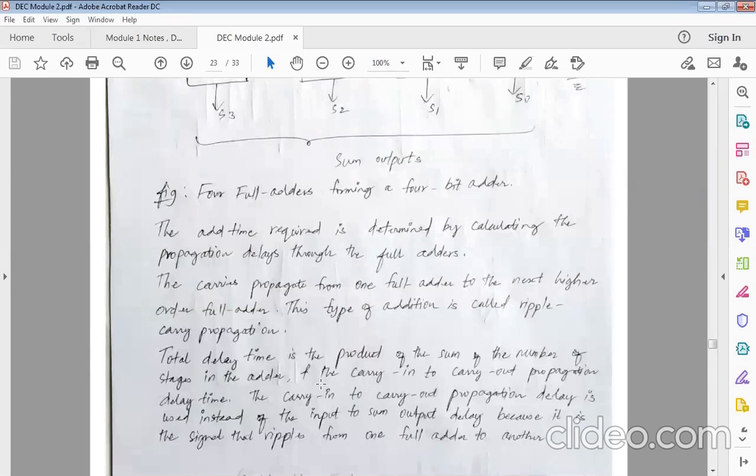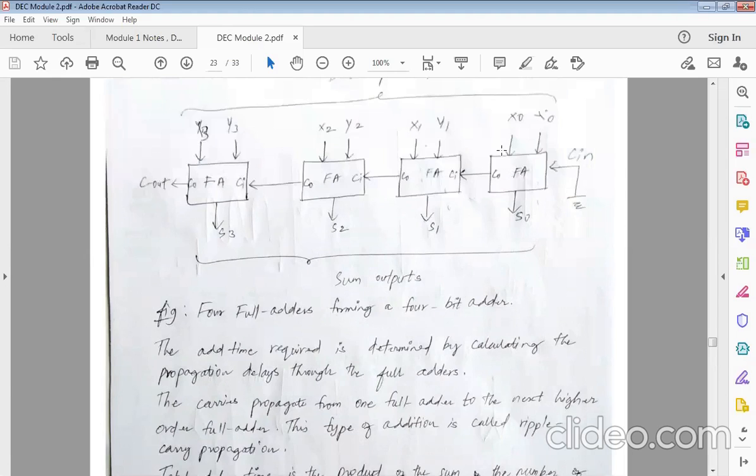Number of stages in the adder and the carry in to carry out propagation delay time. The carry in to carry out propagation delay is used instead of input to sum output delay, because it is the signal that ripples from one full adder to the other. That is what we have discussed, right? As the signals pass from one stage to another, there is a delay associated, so there can be chances that the output is not coming at the exact time.